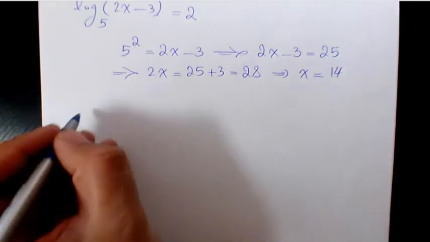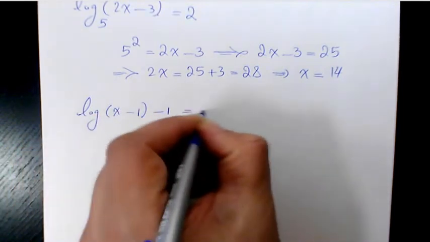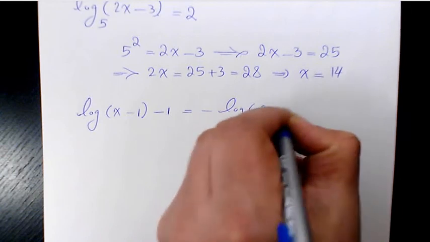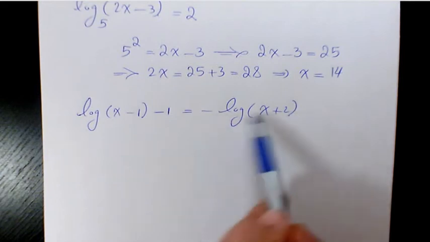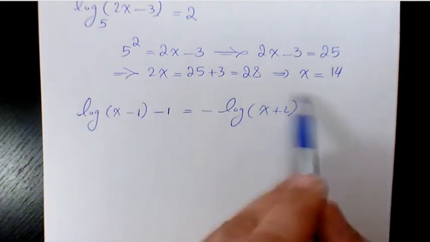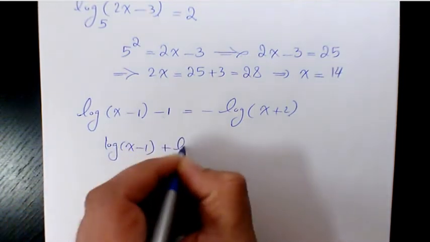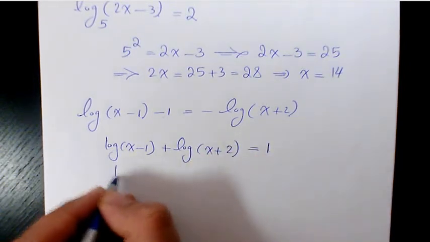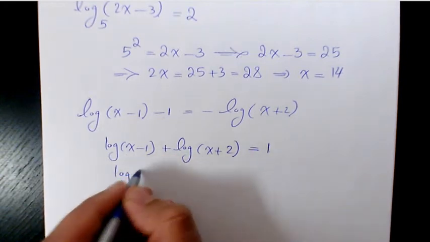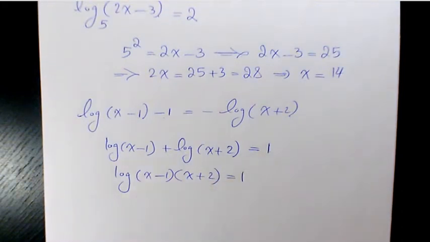Next example. Log(x - 1) - 1 = -log(x + 2). This example, I need to move this part to the left hand side and move negative 1 to the other side. So that will be log(x - 1) + log(x + 2) = 1. And then we can use the product rule and multiply these two, and that has to be equal to 1. In other words, 10 to the power of 1 equals this one.